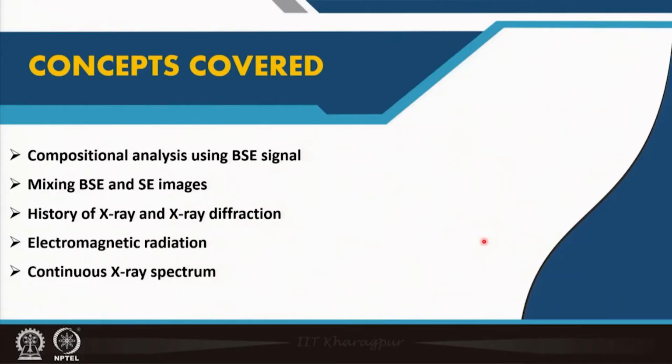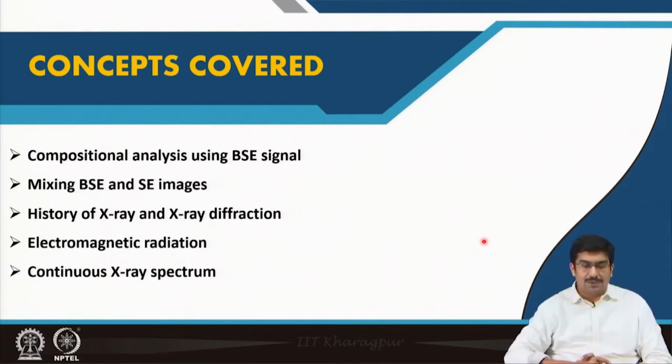So, we will finish that, and then we will start our discussion on X-ray diffraction from this week. So, the concepts we will be covering here: first the composition and analysis using backscattered electron signal, and mixing the backscattered electron and secondary electron images. These are the two topics which were left from last week, and we will just finish them quickly, and then we will discuss X-ray. And the first topic, like always, we will start with the history of X-ray and X-ray diffraction, and then we will have a general discussion about electromagnetic radiation, and finally, we will end with a discussion about the continuous X-ray spectrum, how the X-rays are generated.